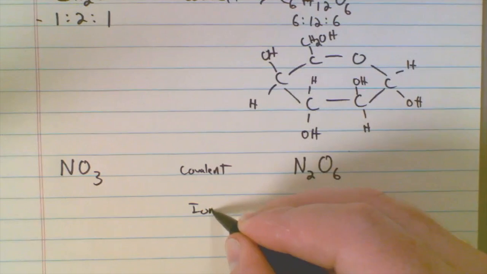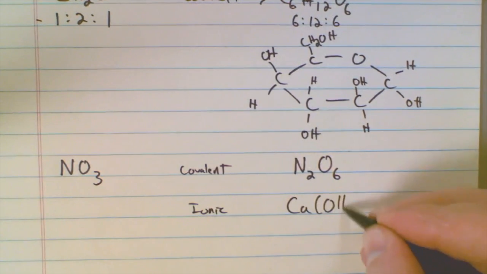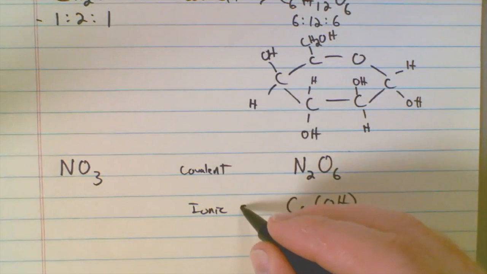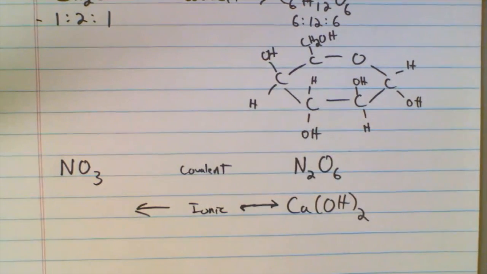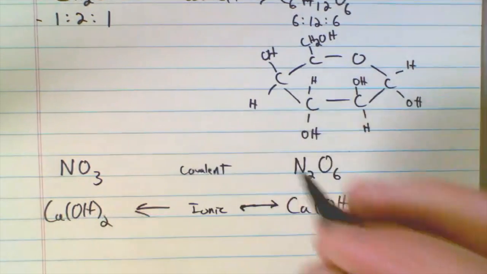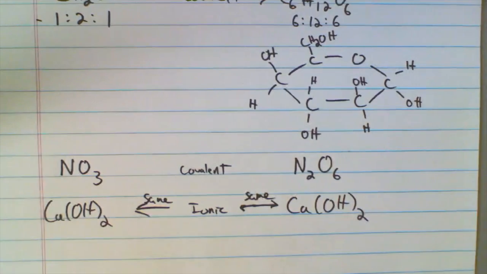If we got an ionic one, like calcium hydroxide, what would the empirical formula be? It's the same. Yeah, it was a trick question. Ionics, you already got them in lowest terms.